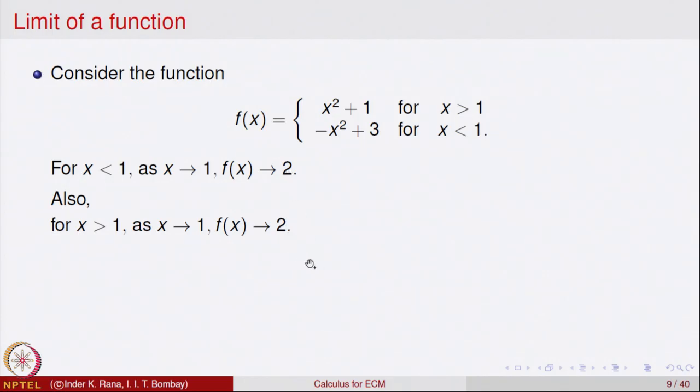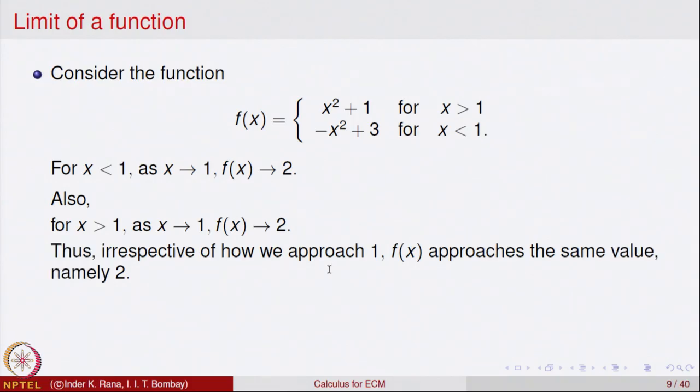So, in this example, there is no doubt about what could be a suitable value for the function at the point x equal to 1. We can say that irrespective of how we approach 1, f of x approaches the same value, namely 2. So, the limit exists and is equal to 2.